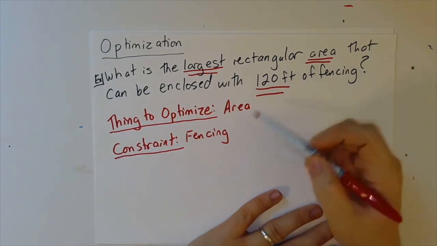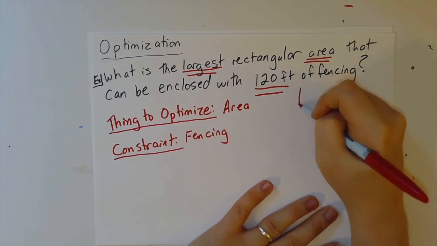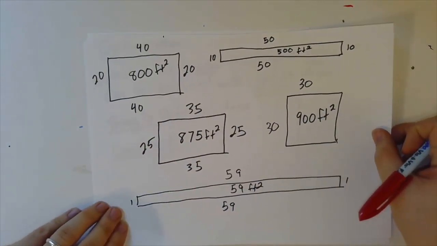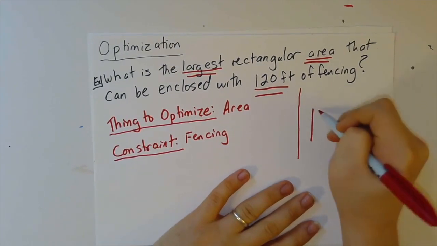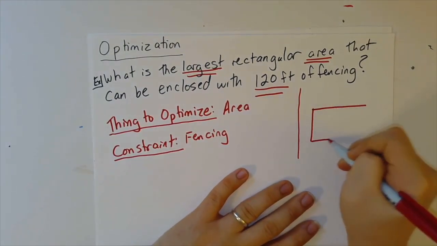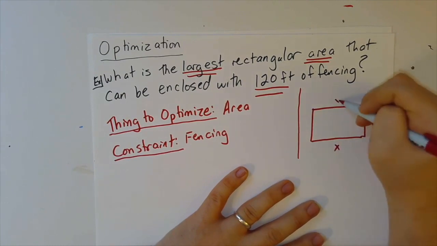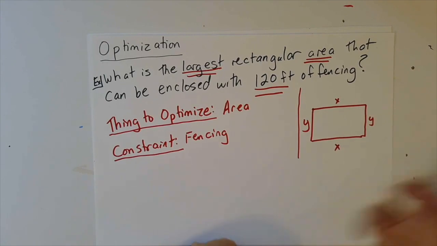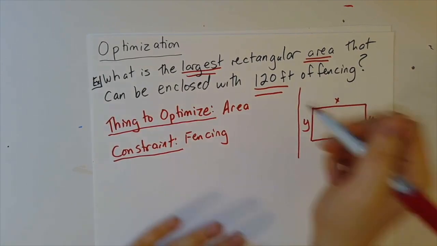And I want to write down formulas for both of these, but in order to do that, I need to make a picture. This is a bunch of pictures that I showed you before. I want to make a general picture, so I'm just going to draw a rectangle here, and I'm going to label these sides x and these sides y. And I want to figure out what x and y are in the best possible fence.